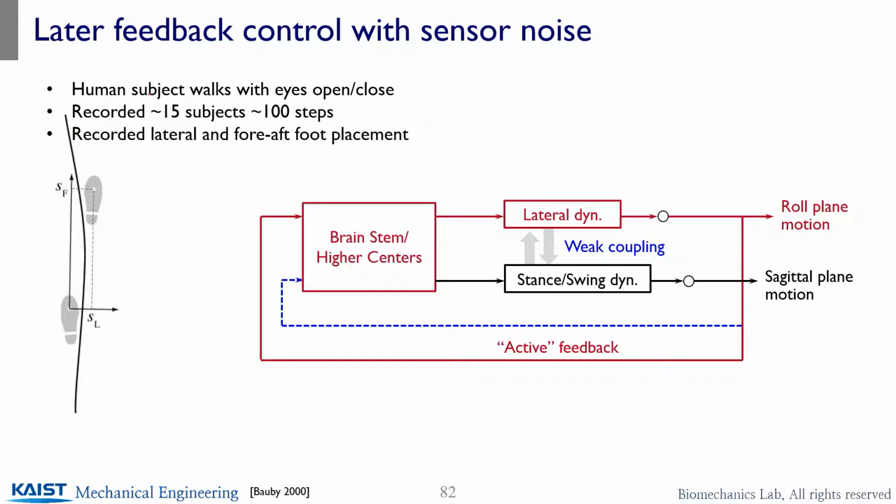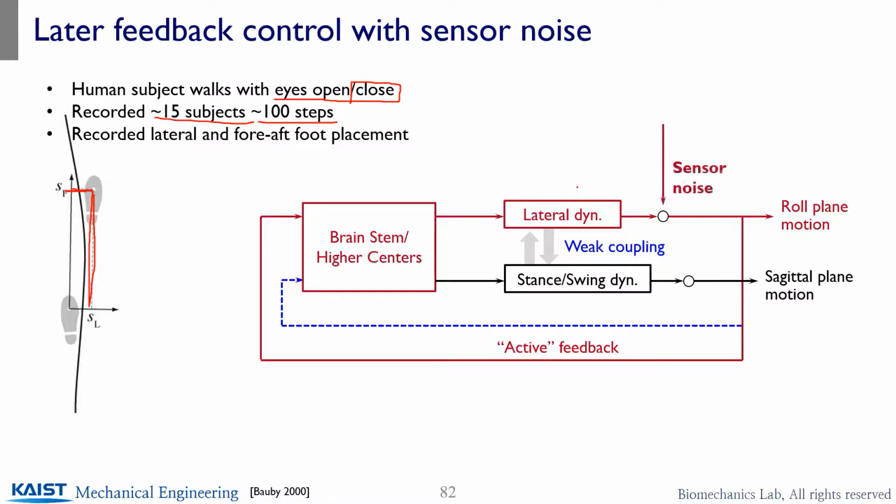We should definitely collect data for human subjects for the lateral displacement and the fore-aft displacement, since this is two-dimensional, frontal and sagittal. One way to apply sensor noise is to collect the data with eyes open and closed. With eyes closed, there is larger sensor noise, so your visual sensory information turns out to be zero. They collected data from 15 subjects for 100 steps.